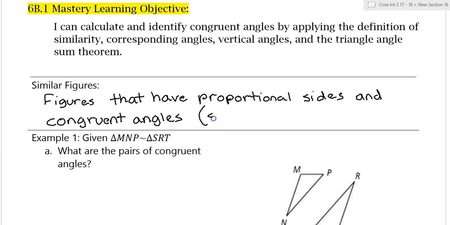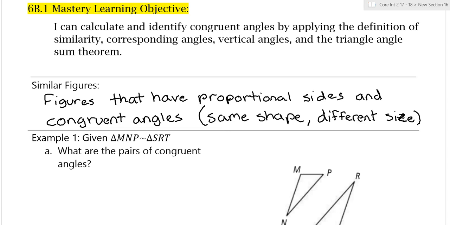Another easier way to think of it is it's the same shape, but different sizes. Same shape, different size. Okay.